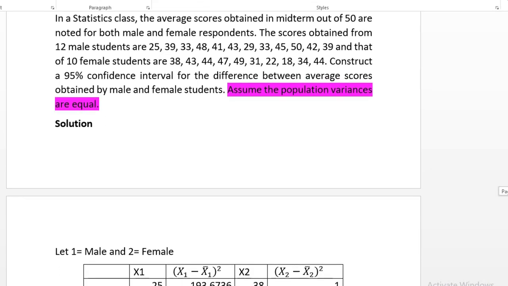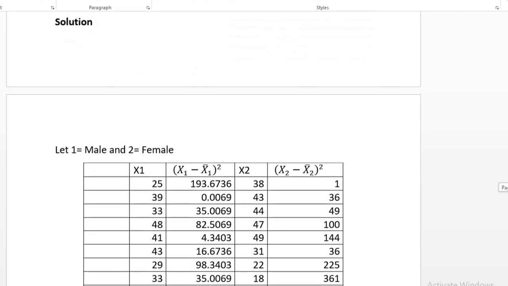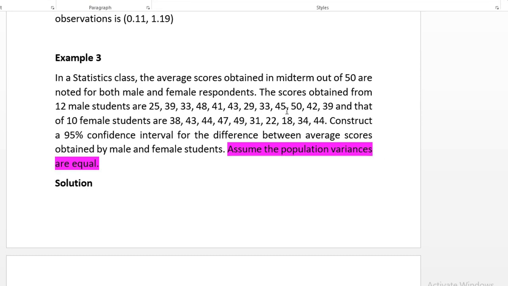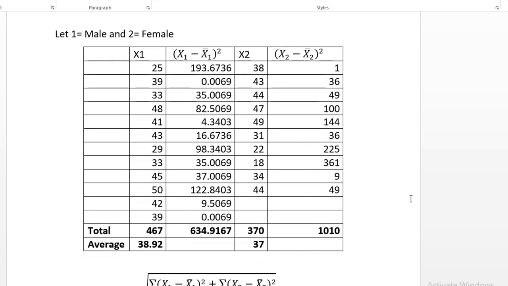So how do we have to solve all these questions? Just remember, take male as group 1 and take females as group 2. What are the readings? There are 12 readings of male. Just consider them as x1. And for the female, just consider these 10 readings as x2. Here I have calculated the mean of x1. How to calculate the mean? Just add all these values and divide by 12.